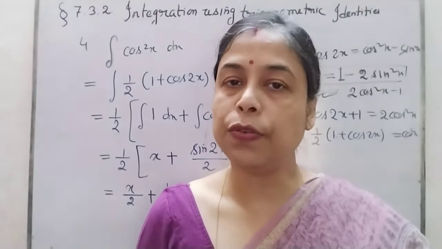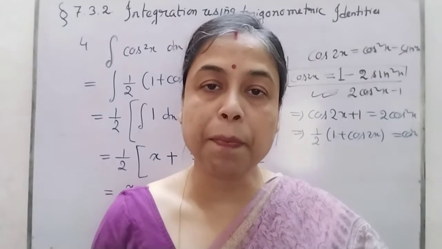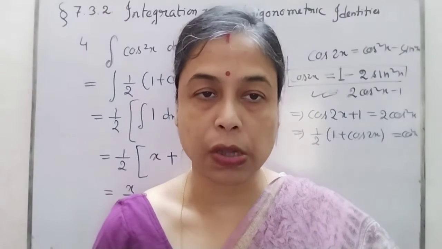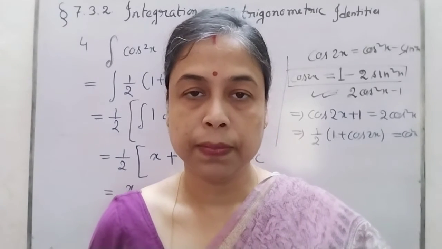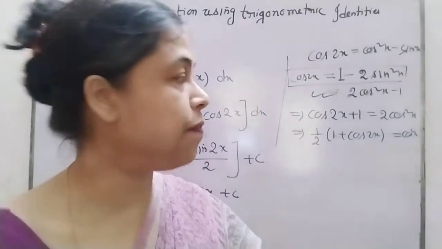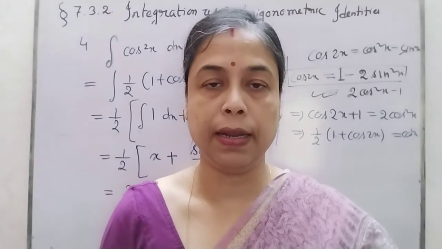Now I told you a very important thing. Whenever you have an even power of sine or an even power of cos or an even power of both, you always have to use this formula, the cos twice x formula. Convert in terms of double angle.